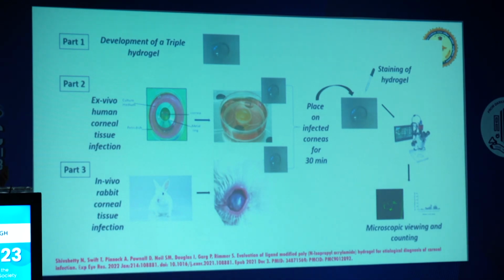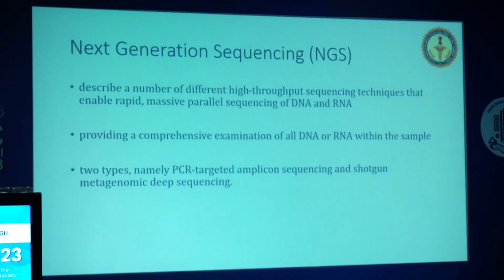So this is the cornea which was infected. We placed this triple hydrogel onto the cornea for say 30 minutes, and subsequently we took it out and stained this hydrogel with various fluorescent stains, and we have the organism. So even if we do not have a microbiologist at the peripheral center, even a non-experienced person can just do this and tell you the exact diagnosis.